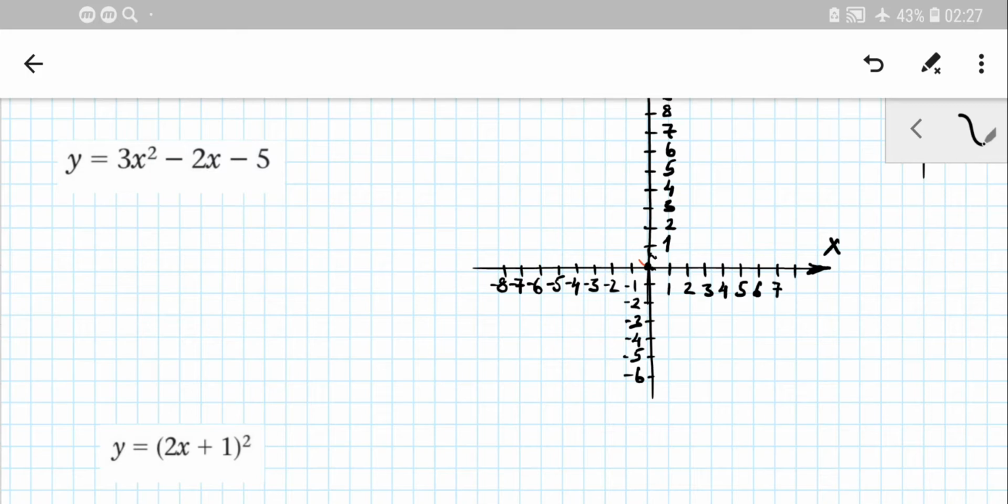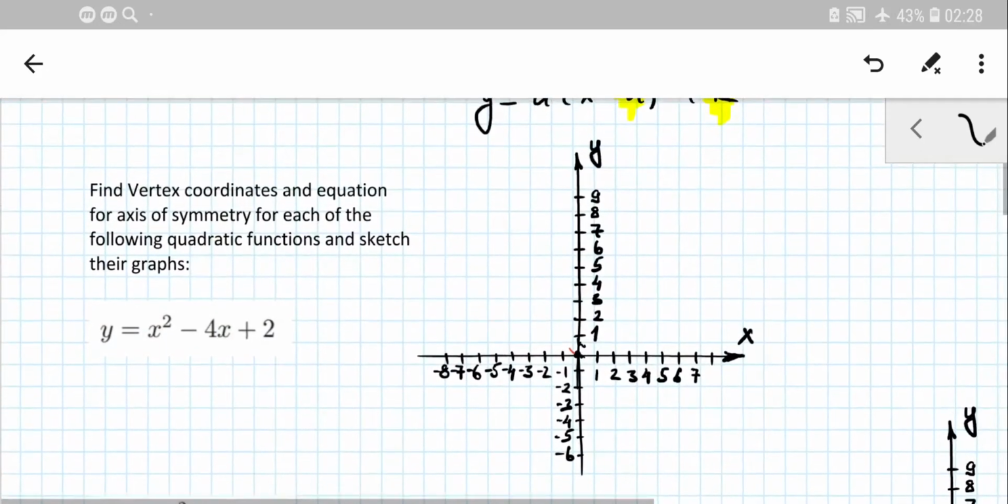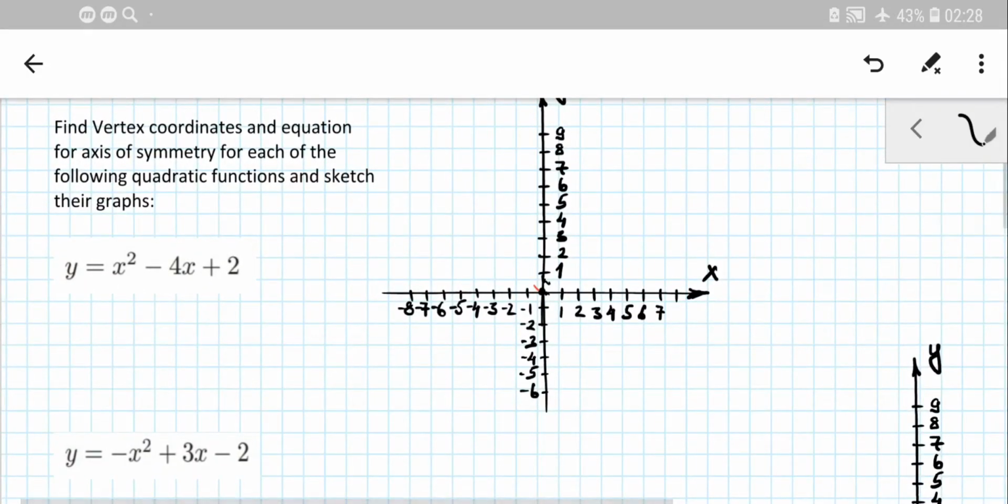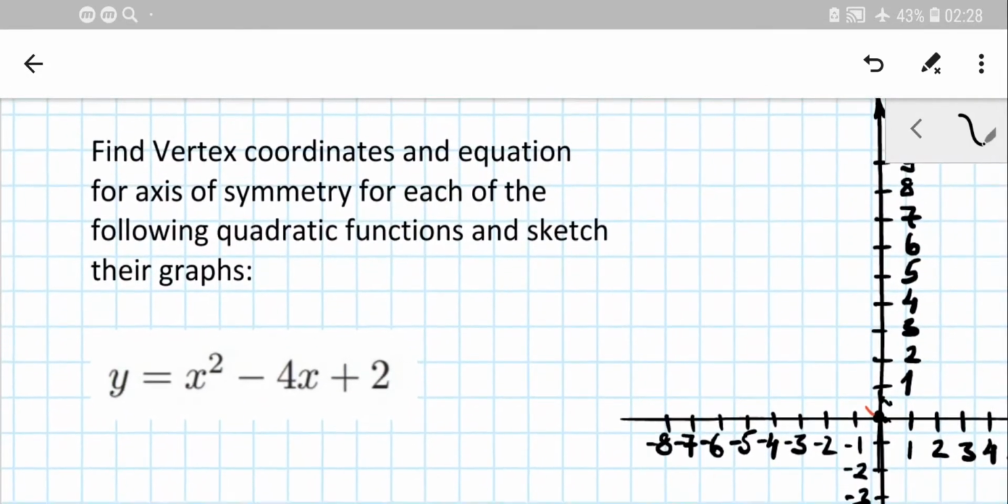I think most guys who were watching my videos explaining the vertex form and standard form, and how to plot it, are able to do this. So here I'll try to show you the fast track of how to do that, and we start with the first one.